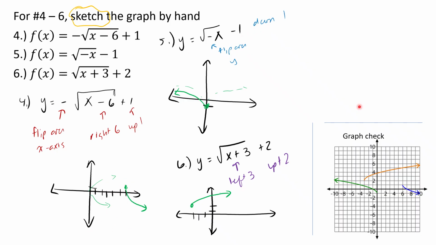This one just goes down 1. So looking at this, the green one, down 1 and then heading up and to the left. So yes, that graph does look like this one, reasonably close. Okay, and the last one is left 3 up 2. So I go left 3 up 2. That's my orange graph. And yes, this one does appear similar to that.